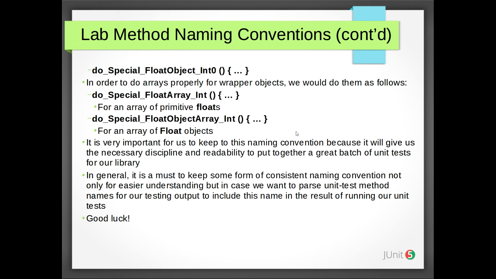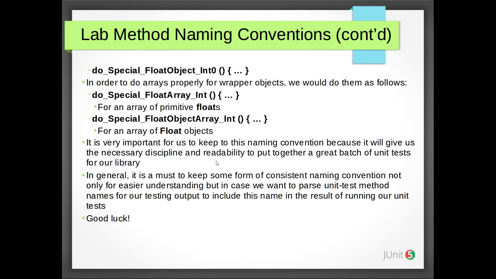In order to do arrays properly for wrapper objects, we would do them as follows. Do_special_float_array_int. That's for an array of primitive floats. Do_special_float_object_array_int. That's for an array of float wrapper objects. So these are just some examples, some rules of how we would structure our unit test names. It is very important for us to keep to this naming convention because it will give us the necessary discipline and readability to put together a great batch of unit tests for our library.